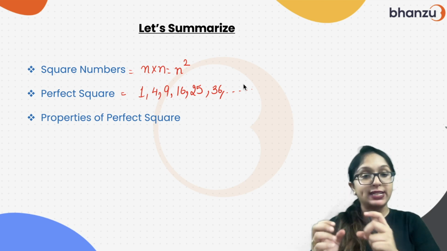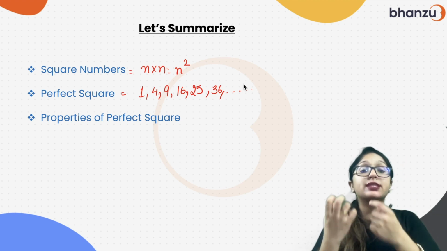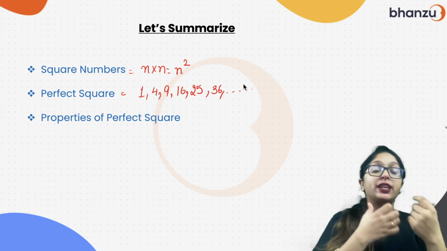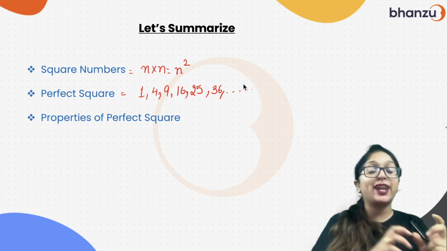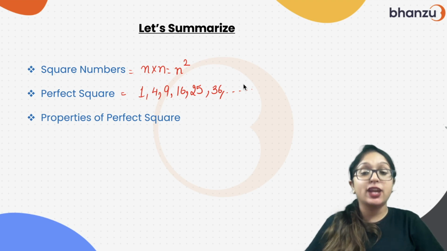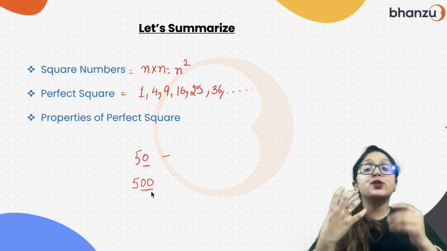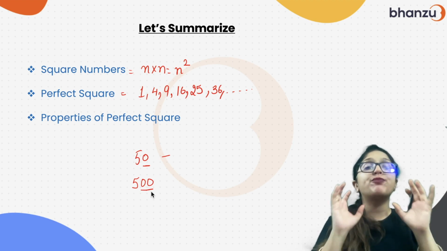The numbers that end with 3 and 7, their square ends with 9. The numbers that end with 5, their square ends with 5. The numbers that end with 1 and 9, their square ends with 1. And the numbers that end with 2 and 8, their square ends with 4. And we also discussed that the number of zeros in the square can be found from the number of zeros in the number for which we are finding the square. For example, if we are finding the square of 50, it has 1 zero, so its square will have 2 zeros, right? If we are finding the square of 500, it has 2 zeros, so its square will have 4 zeros. So these are all the properties that we have figured out of perfect squares.